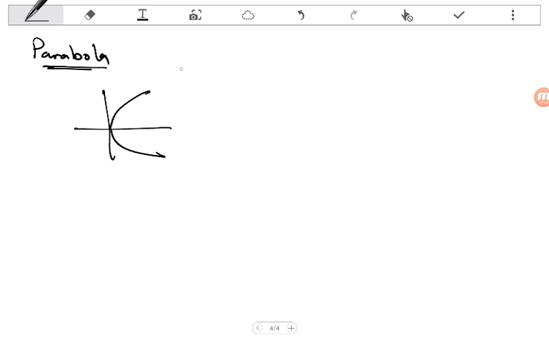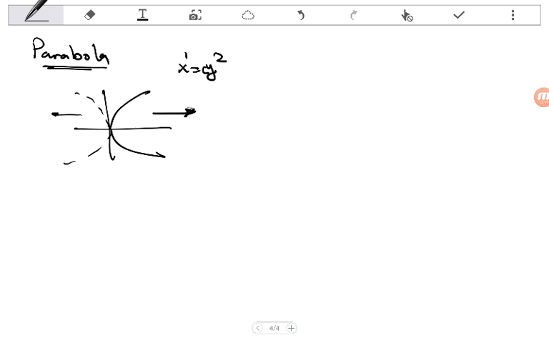Also, we need to remember the parabola, which we took in Math 1. A parabola is something like this, and it is x equals c y squared. If this c is negative, it will be like this. It is looking in the horizontal direction. The direction it is looking at is the direction of the variable of the first degree.